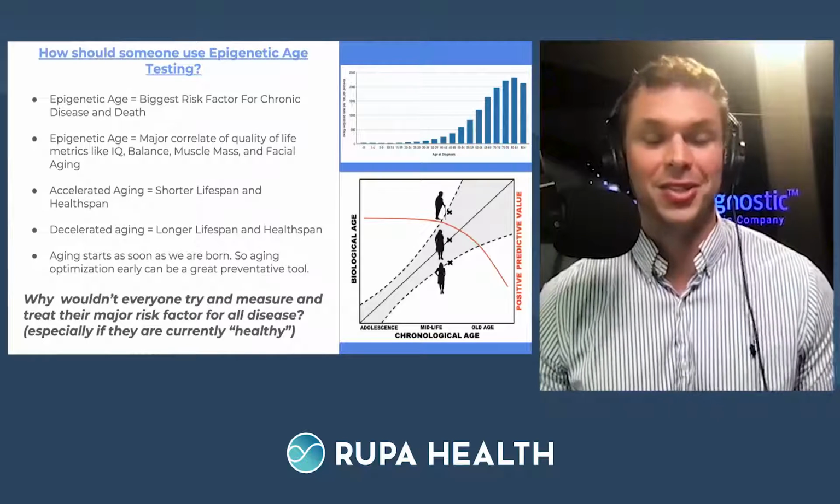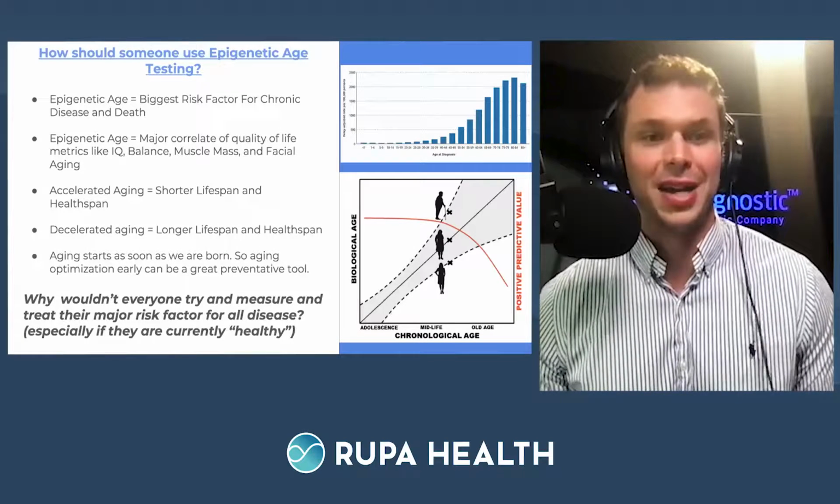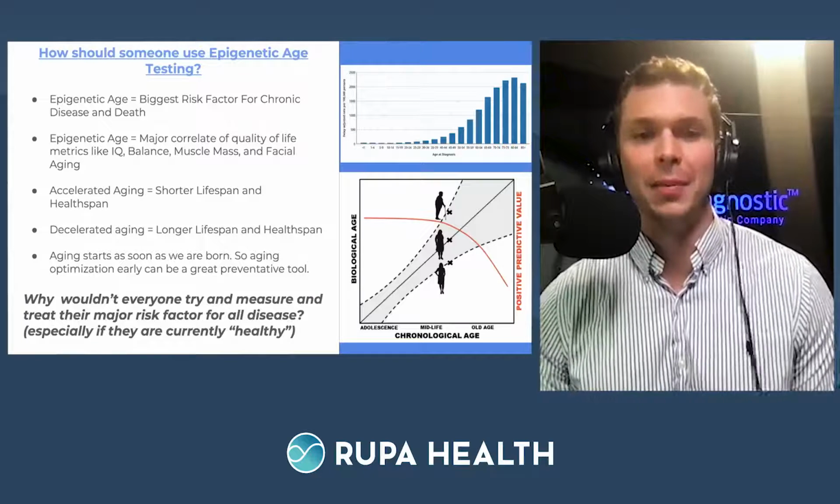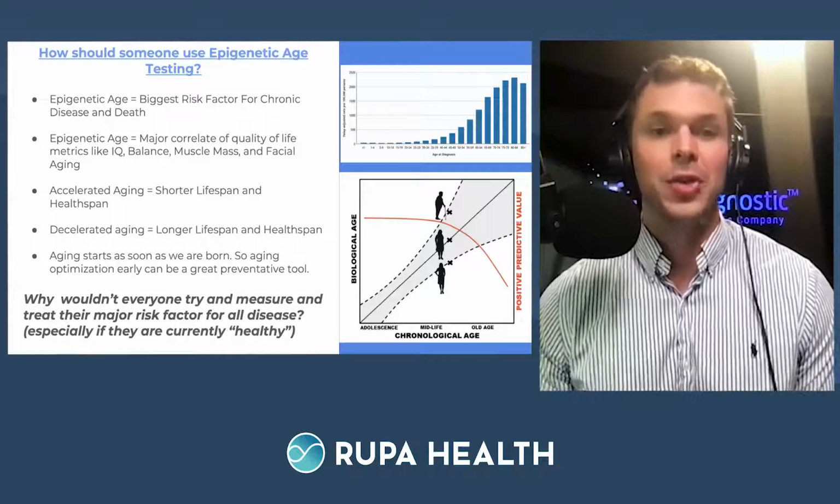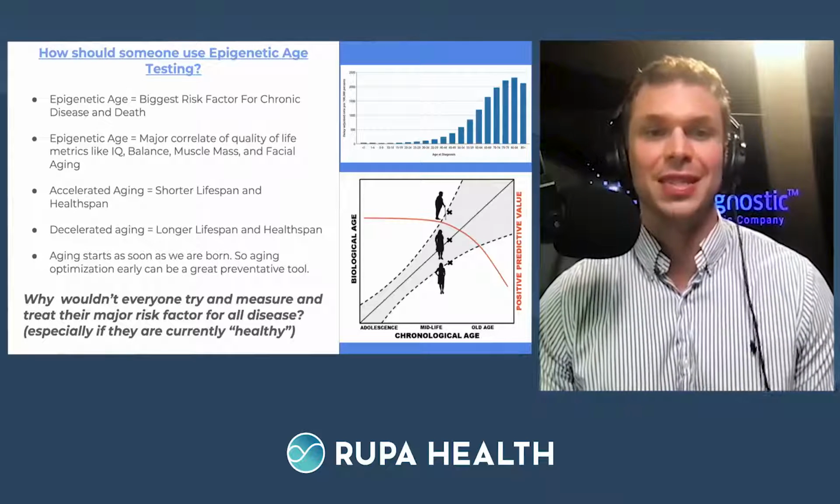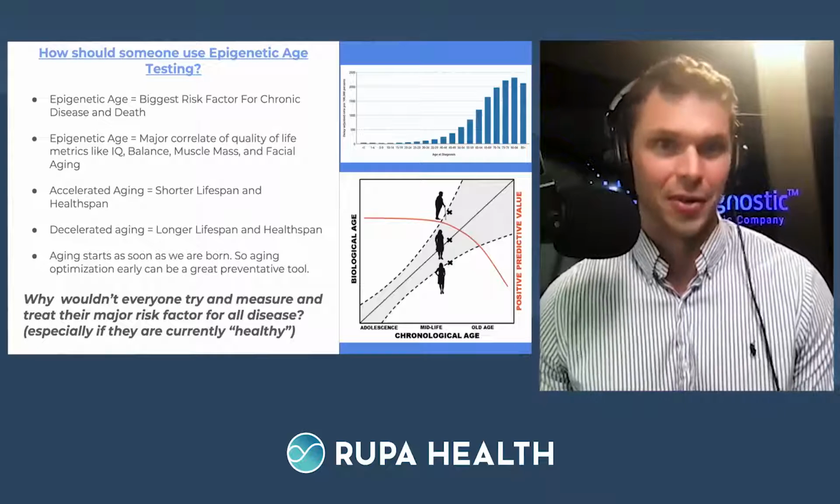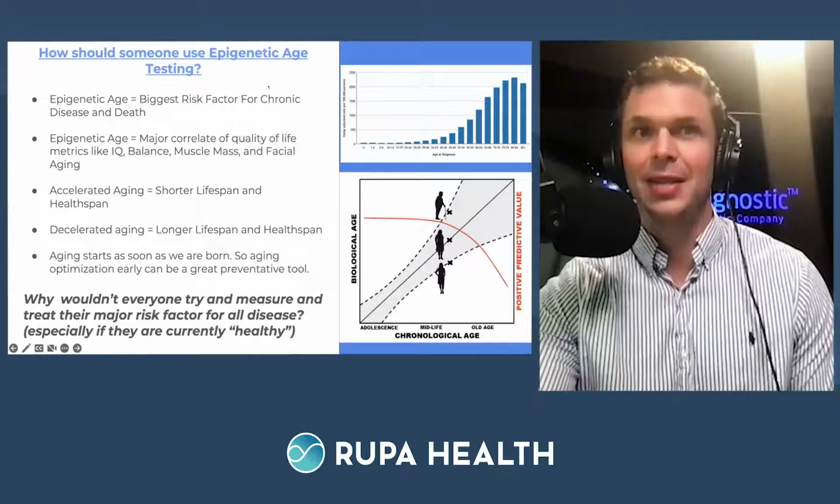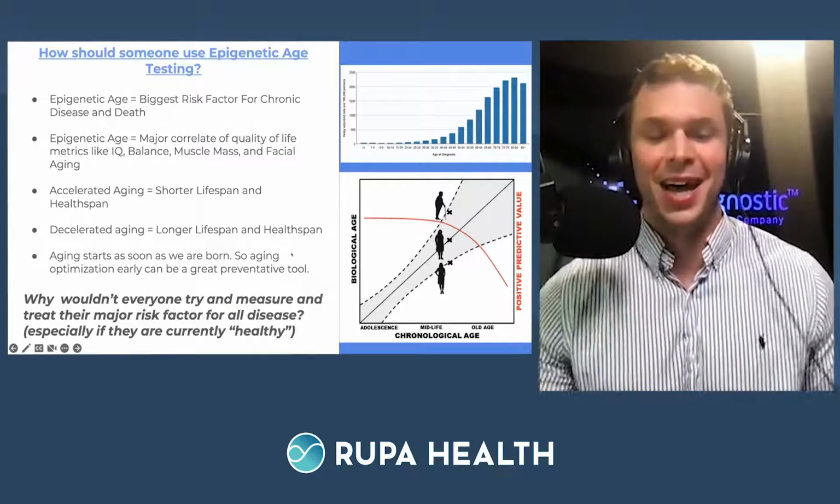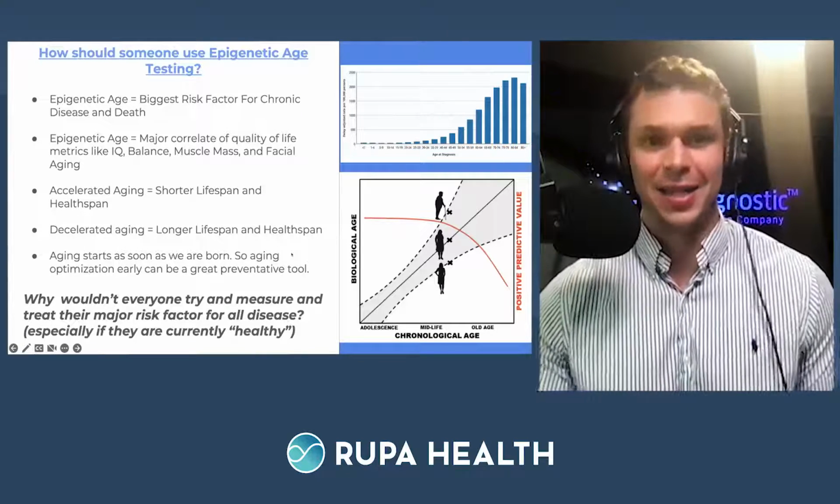We also know that aging starts the moment that we're born, so there's not an age which is too early. The question is, why wouldn't everyone try to measure and manage their major risk factor for all disease, especially if they don't have other concerns? Because we know that this is the biggest risk factor for developing other concerns. So let's be preventative about this, and let's measure this. With that being said, how do we dive into this and how do we analyze this?